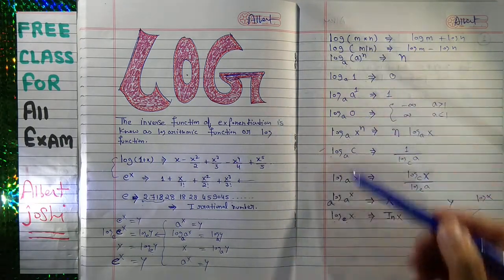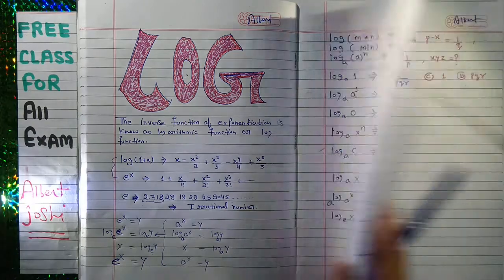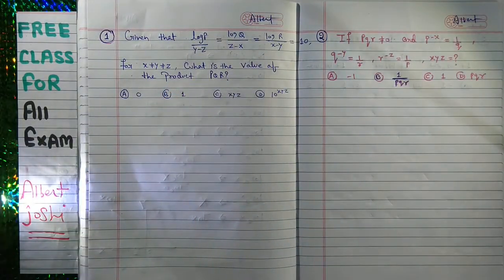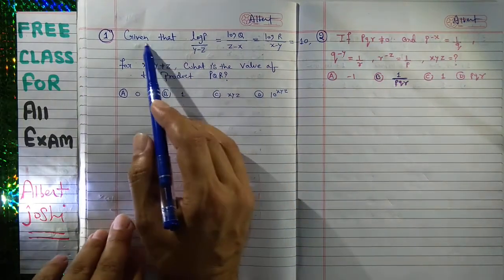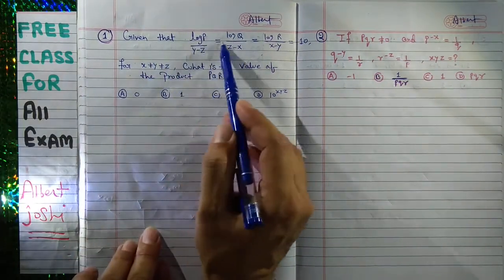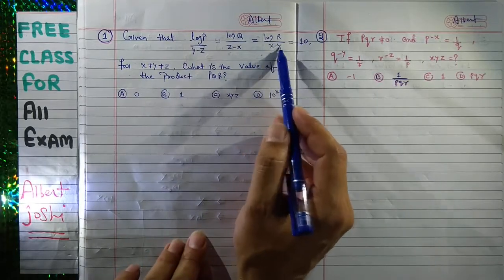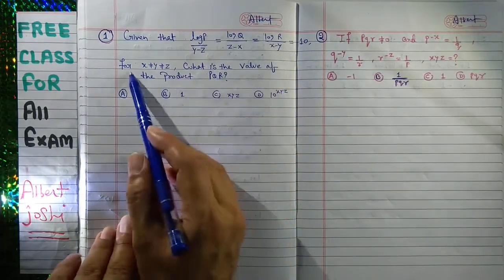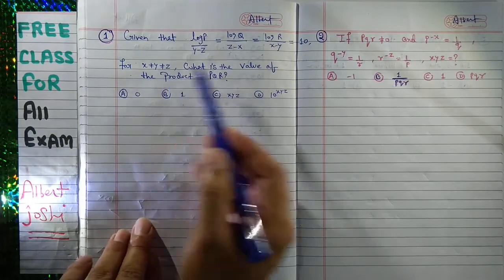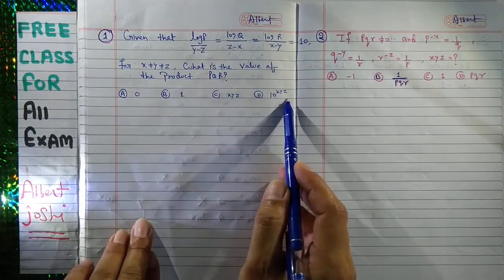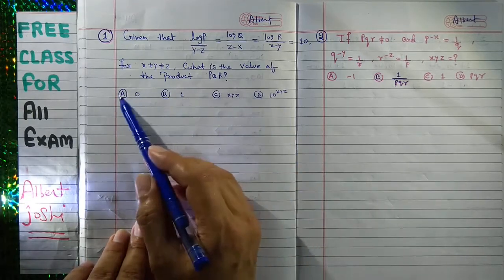Now you will use these formulas in our problems. The first problem has come in your previous competitive exam. The first question is given that log p upon y minus z is equal to log q upon z minus x is equal to log r upon x minus y is equal to 10. For x not equal to y not equal to z, what is the value of the product PQR? There are 4 options.